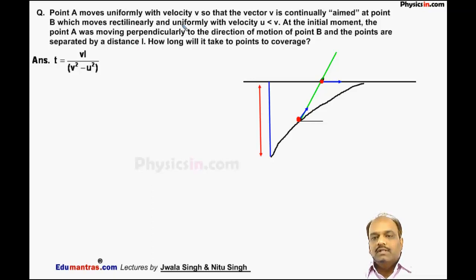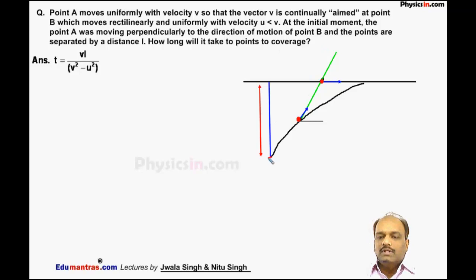Point A moves uniformly with velocity v, so that the vector v is continuously aimed at point B, which moves rectilinearly and uniformly with speed u. At the initial moment, point A was moving perpendicular to the direction of motion of B, and the points are separated by a distance L. How long will it take for the points to converge?